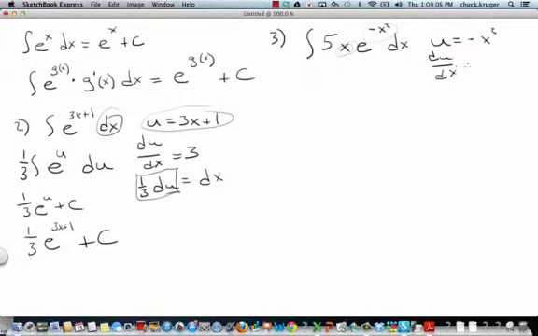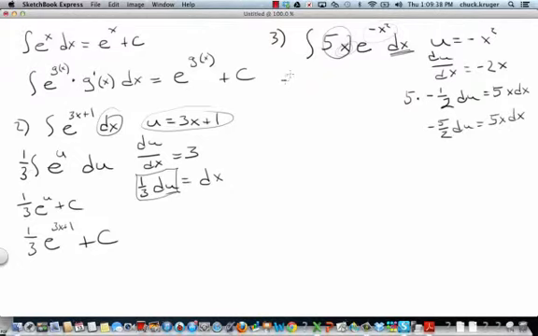du dx is equal to negative 2x, so I'm going to have a negative 1/2 du is equal to x dx. Now, I'm going to multiply both sides by 5. And so now I have this 5x dx that I can substitute a negative 5/2 du in for.